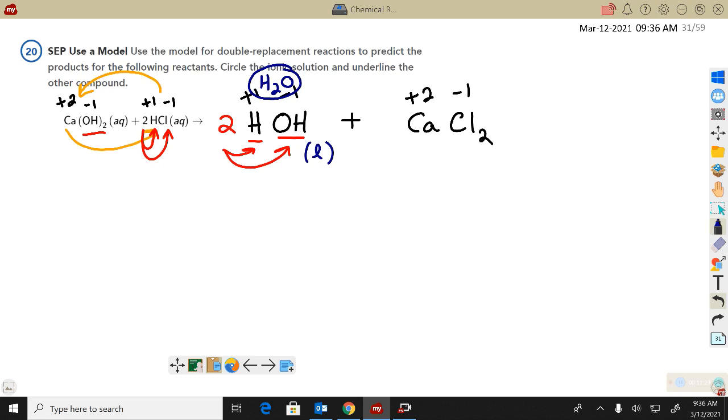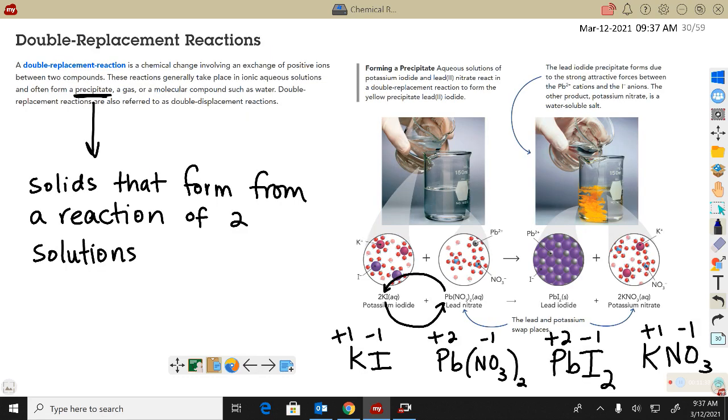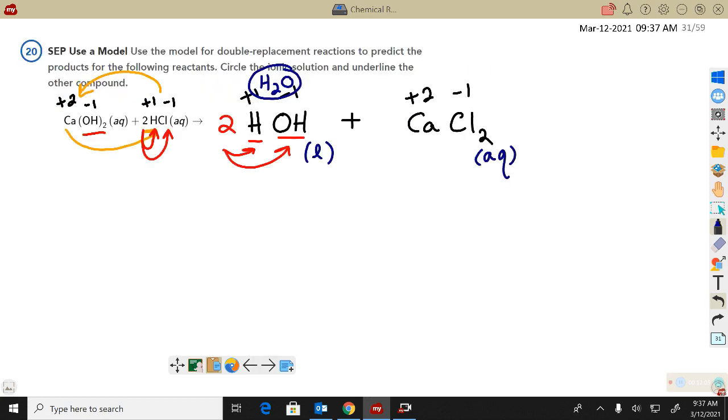Well, if I know water is a liquid, that's not an ionic solution. Ionics contain a metal. So that's going to be my calcium chloride. And so I'll put that in as a solution or aqueous. It's what they mentioned earlier, that often with these double replacements, you'll get one product that is an ionic solution, so something aqueous. The other product could be a precipitate, a solid, like this example with the yellow solid. Sometimes it's a gas, or some kind of a molecular compound, such as water. Molecular compound just meaning something covalent.